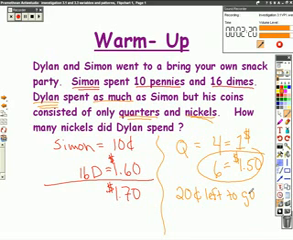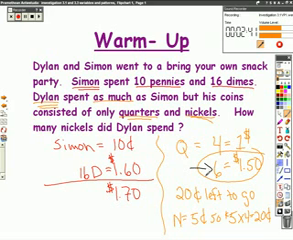And a nickel is 5 cents. So 5 times 4 equals 20 cents. Therefore, Dylan has 6 quarters and 4 nickels. So that's our final answer.